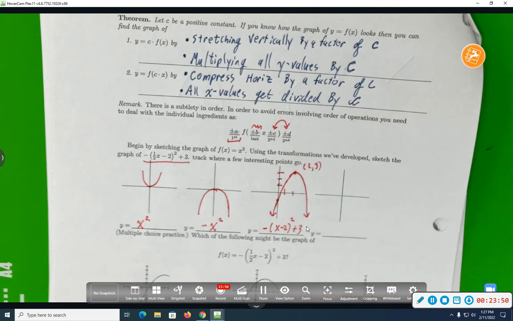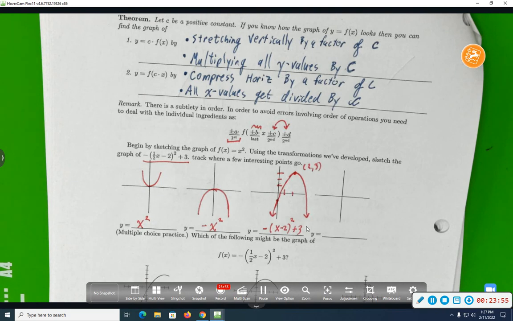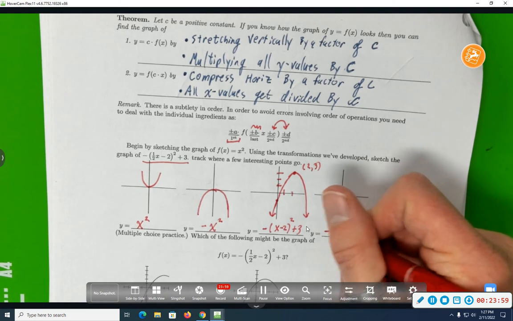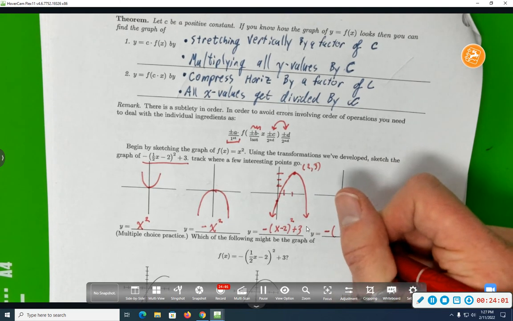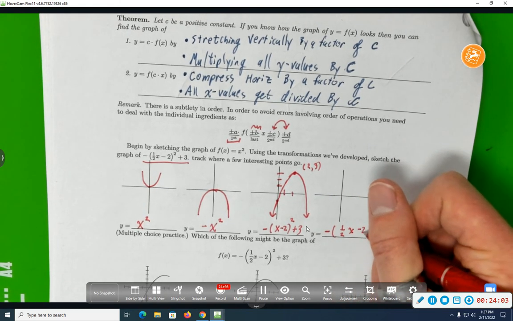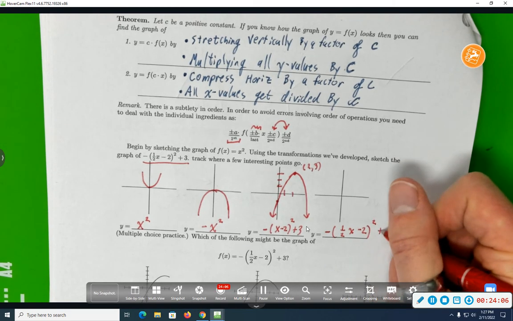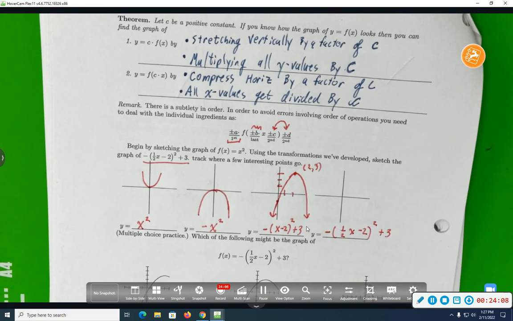Graph looks something like that. And what's the last thing I need to deal with? The 1/2. So that'll be negative 1/2 times (x minus 2) squared plus 3. So what will that do to the graph? Compress it. In a sense, it will compress it by a factor of a half.